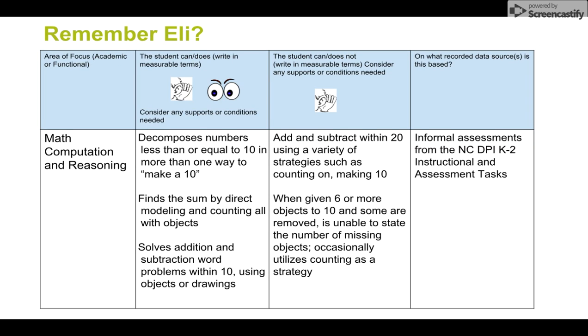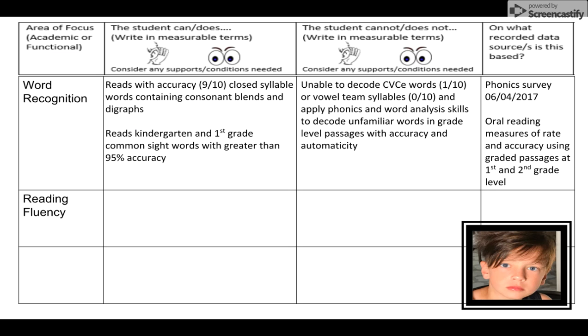Remember Eli? This is what my organizer would look like for Eli. Stop here and take a minute to review this information. Now it's your turn to try your hand completing this section of the organizer for Mario in the area of reading fluency. Find the graphic organizer for the present levels of academic and functional performance that you downloaded earlier.